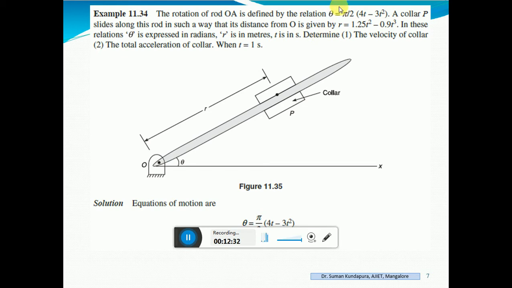So you know the relation of theta and the relation of r are given. You are supposed to find out the velocity of the collar and the total acceleration of the collar.